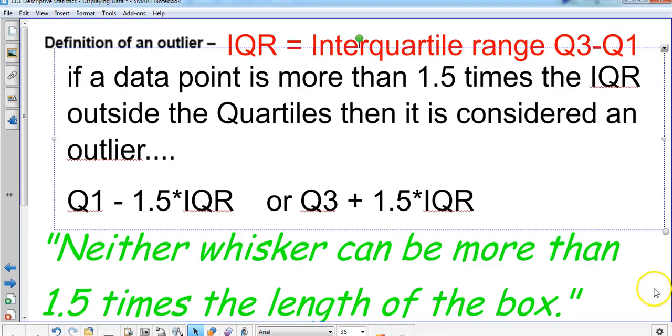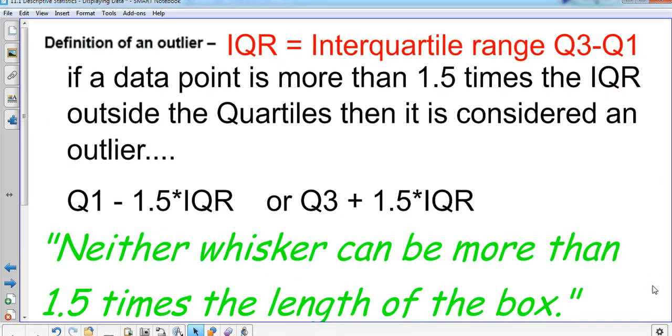Everybody got what they want off here? IQR is interquartile range, which is Q3 minus Q1. That's the most important thing on that slide, because I know that's on the quiz.